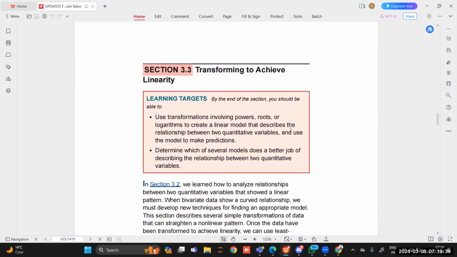From tomorrow we'll start with transforming to achieve linearity. Is it clear? Yeah.